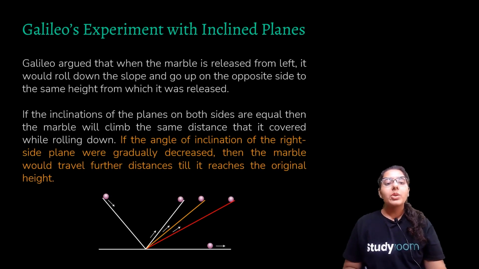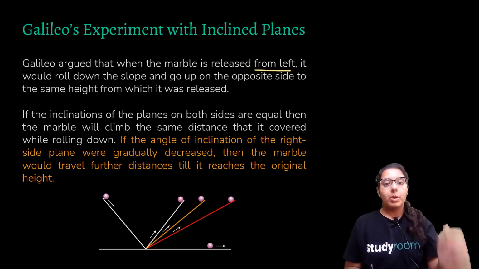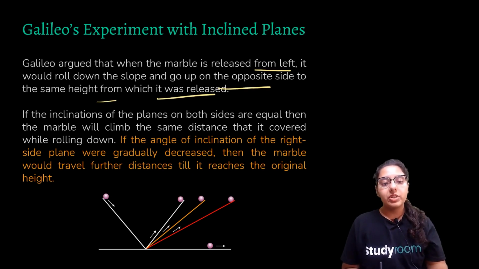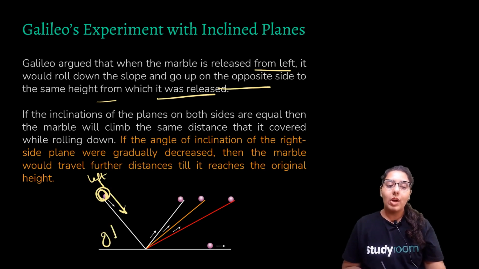So Galileo argued that when the marble is released from the left, it would roll down the slope and go up to the opposite side to the same height from which it was released. For example, your marble is released from the left. That means you're throwing the marble in the downward direction, and gravity is also acting in the downward direction. What will happen? The resultant velocity will increase.